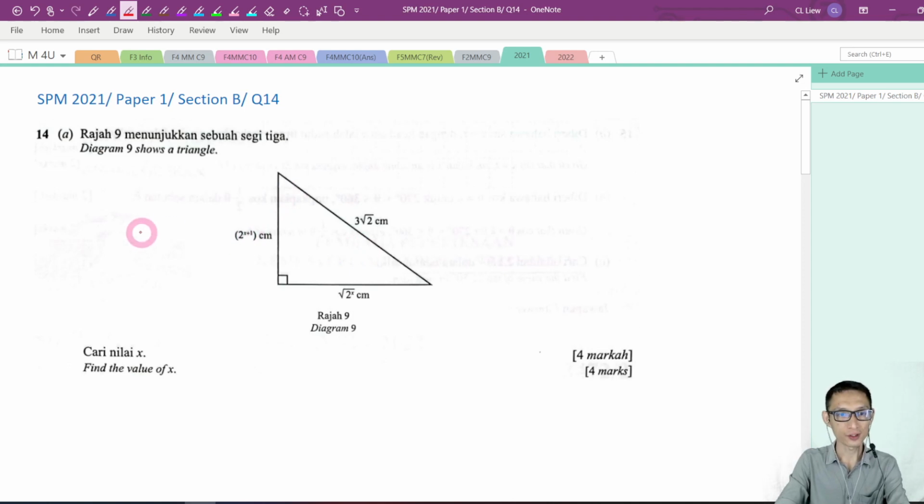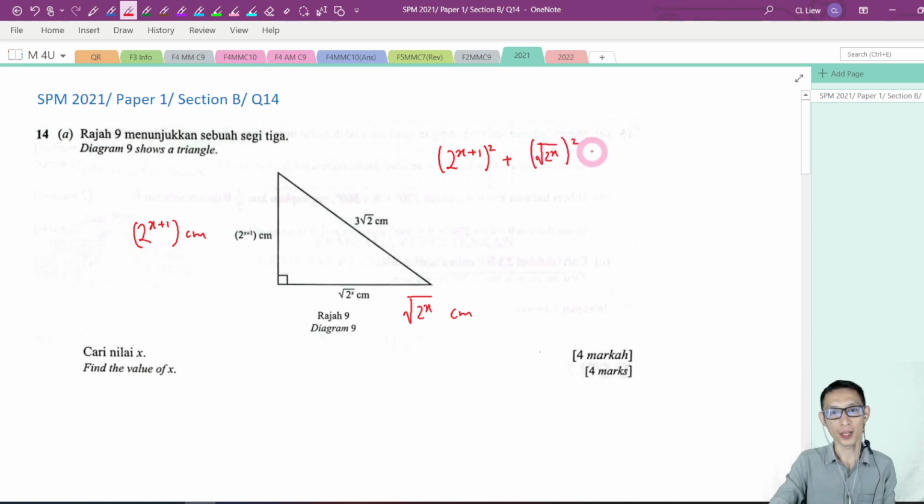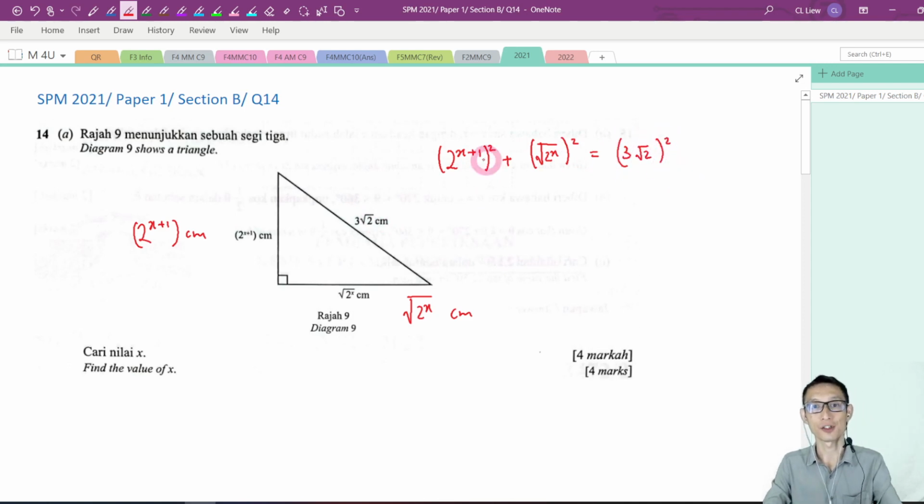So can you see this? This is 2 power x plus 1 centimeter. So this is square root of 2 power x centimeters. Now, let's use Pythagoras theorem to help us form an equation. 2 power x plus 1, squared, plus this squared is equal to this squared. Okay, now this is Pythagoras theorem.